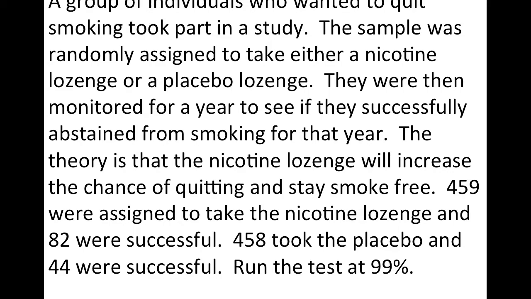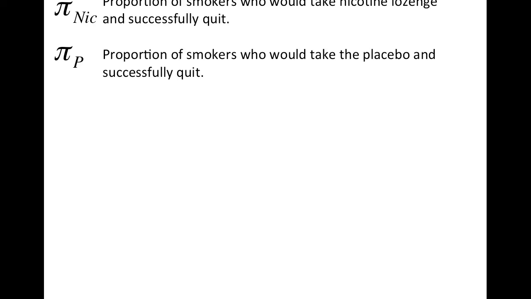So again, a lot of this is going to be the same. The first thing you need to do is define and state your parameter. Now I have it as pi nic for nicotine and then pi p for placebo, and that should be stated when you write these out. Proportion of smokers who would take the nicotine lozenge and successfully quit. Proportion of smokers who would take the placebo and successfully quit.